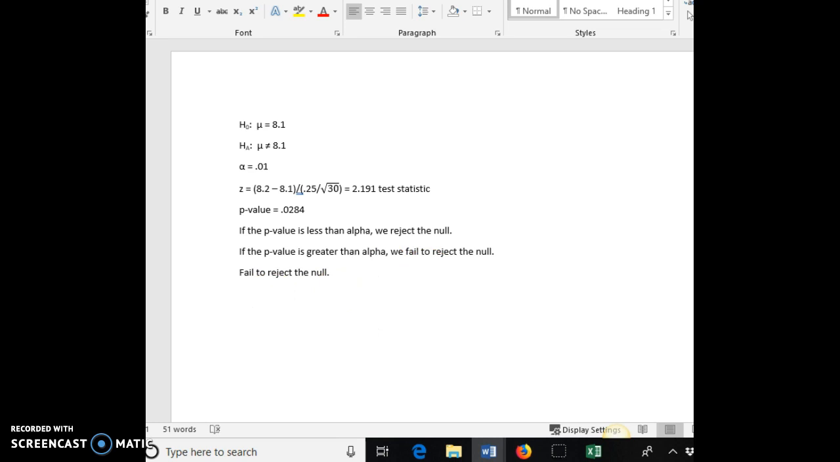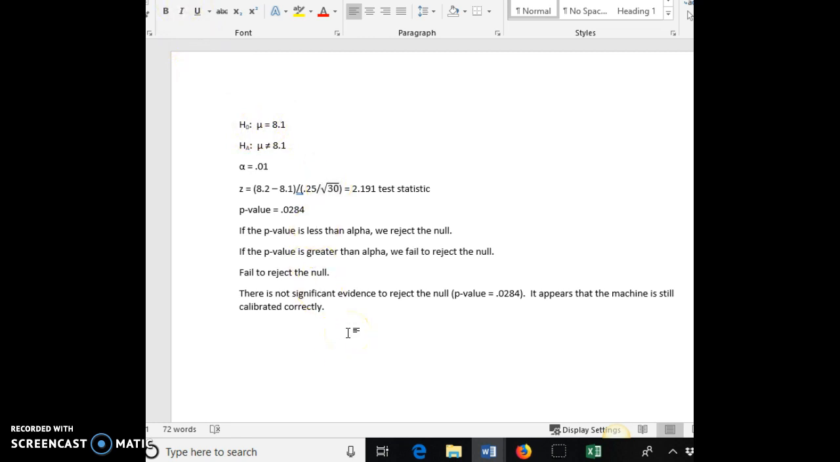Let's now make our final statement. There is not significant evidence to reject the null. And we can state that the p-value is equal to 0.0284. Notice we state the p-value this time instead of alpha. It appears that the machine is still calibrated correctly. In other words, it's not underfilling or overfilling. We are still looking at this situation right here.